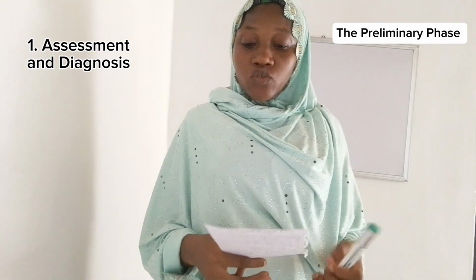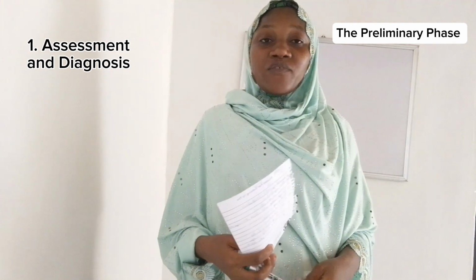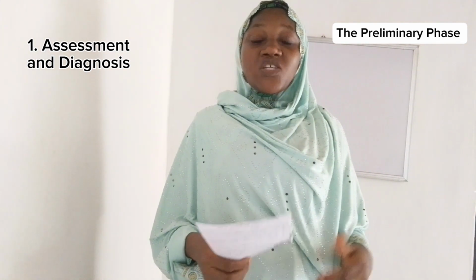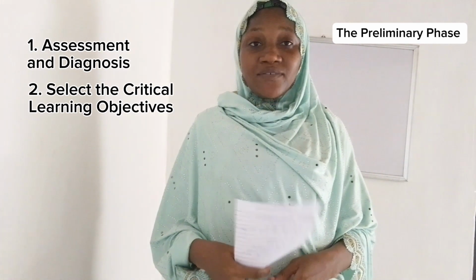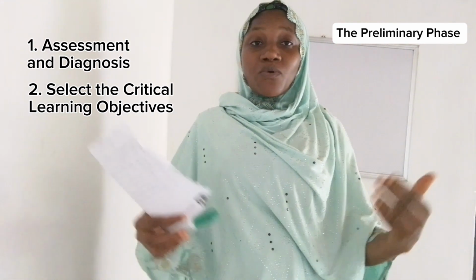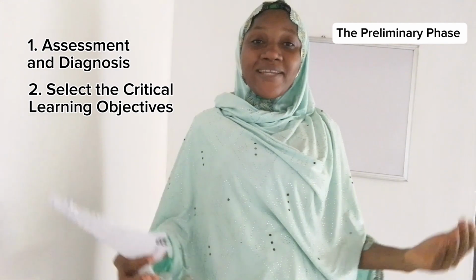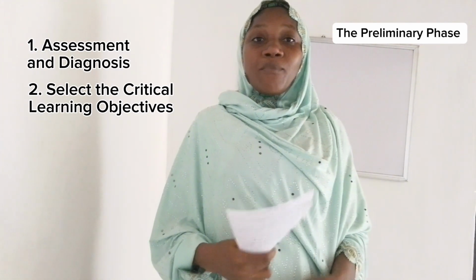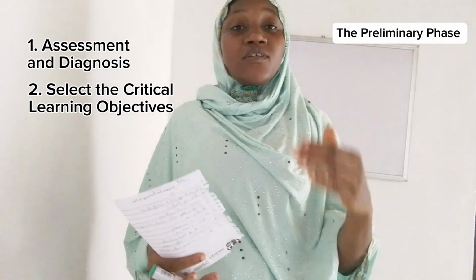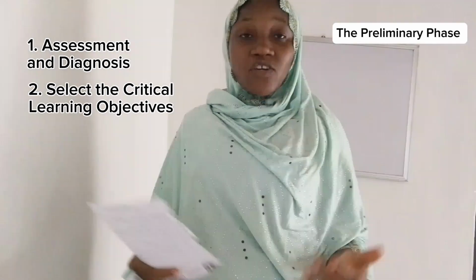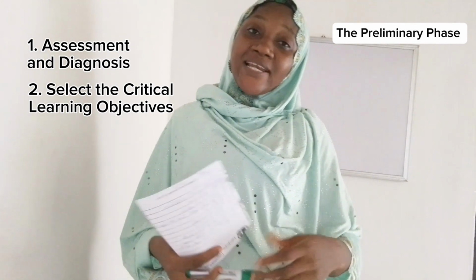So the second step of a rapid remediation session is where you select the critical learning objectives. We call that to say you're going to uncover the many learning objectives, but there is a particular one that is critical.